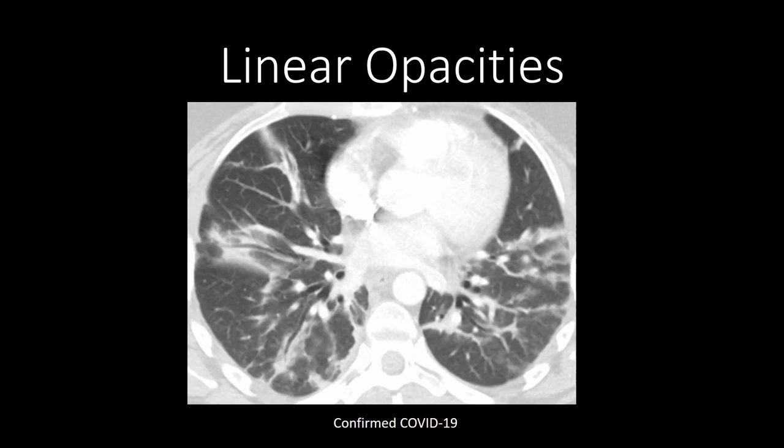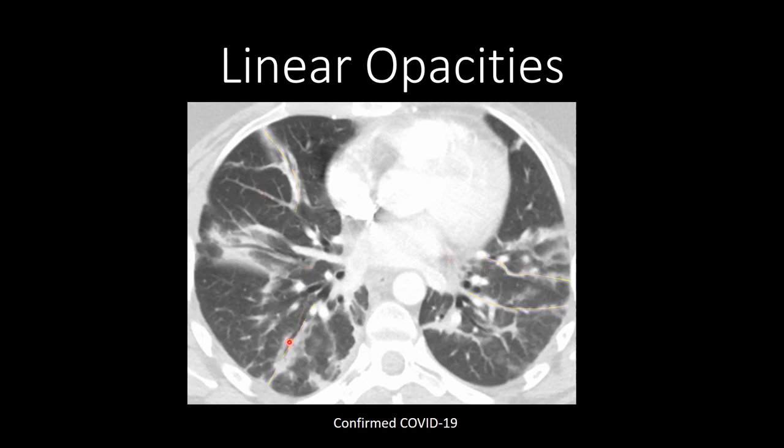This is again a case of severe confirmed COVID-19 pneumonia. This is a nice example of the linear opacities that are sometimes reported. This patient had ground glass predominant disease, but if you look in the right middle lobe here, you can start to see some linear opacities. These linear opacities spread throughout the lung are associated with some ground glass opacity and some consolidation.